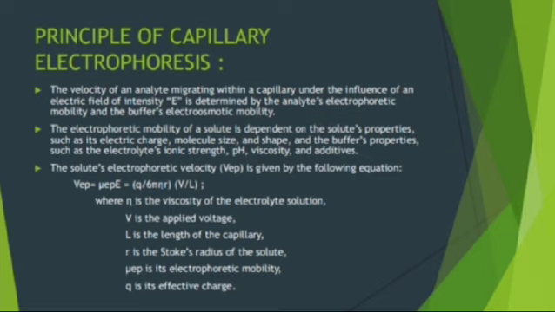The solute electrophoretic velocity is given by the following equation. Electrophoretic velocity equals μEP E, where μEP equals q by 6πηr times V by L, where η is the viscosity of electrolyte solution, V is the applied voltage, L is the length of capillary, r is the Stokes radius of solute, μEP is its electrophoretic mobility, and q is its effective charge.